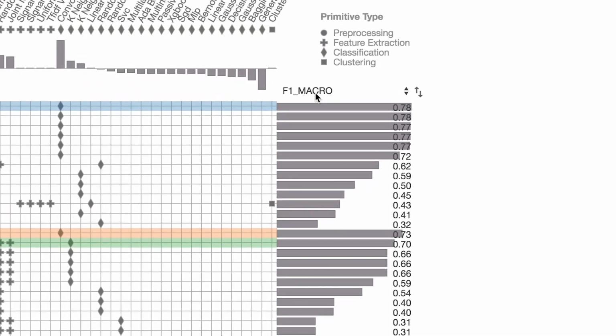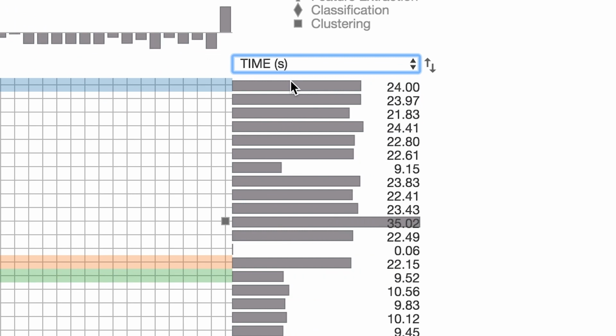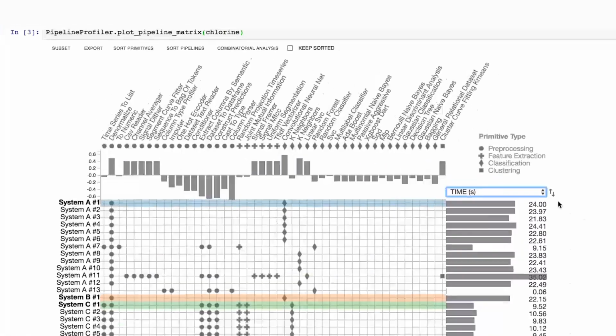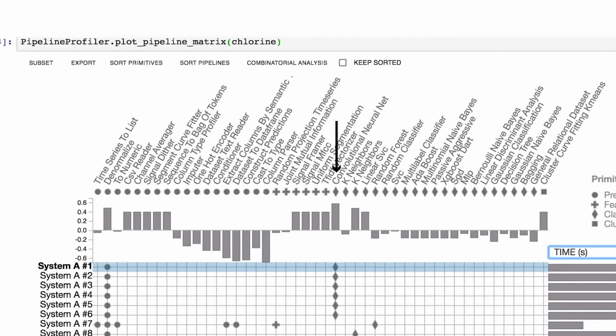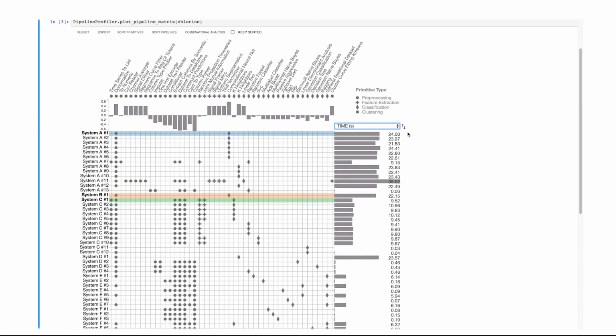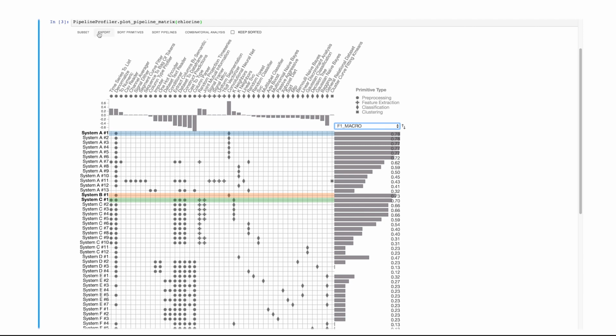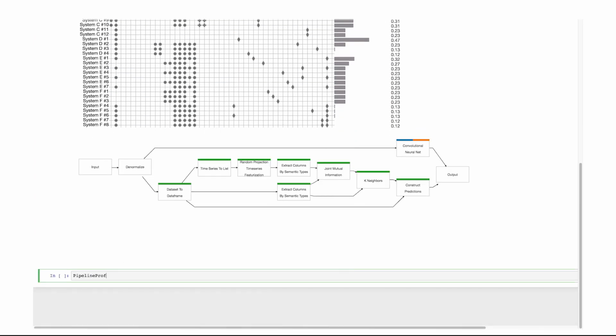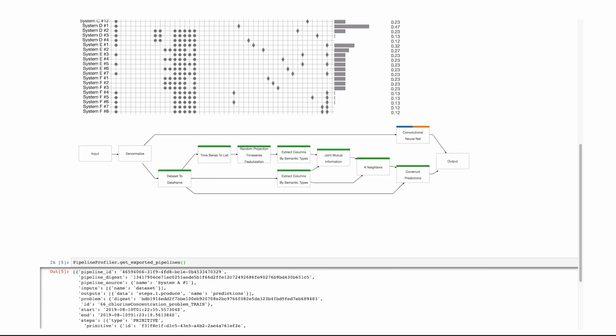We now investigate the running time of these pipelines. We keep them sorted by their F1 score and switch the metric to time. Systems A and B have better F1 score, but System C produces predictions 10 seconds faster. Looking at the primitive contribution view, we see that CNN is the primitive most correlated with high prediction times. We can export pipelines from systems A, B, and C for further analysis. They are accessible via the Python library.